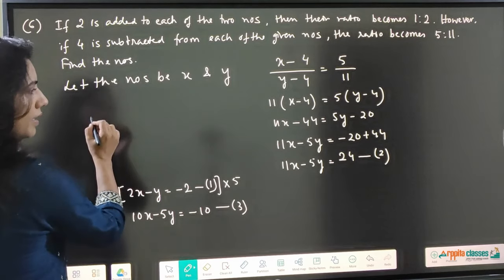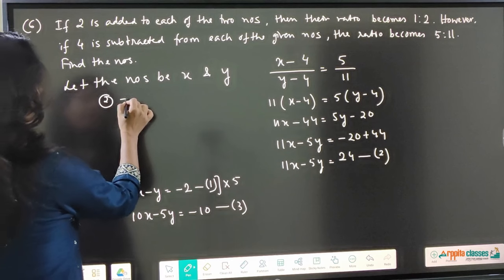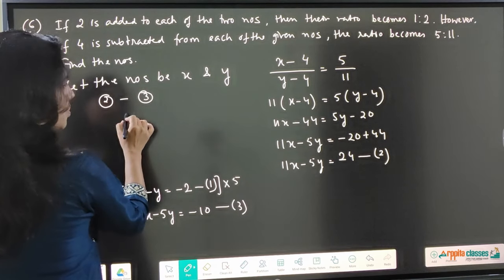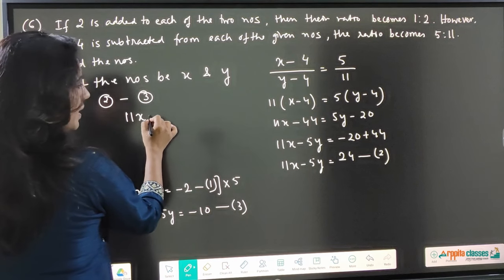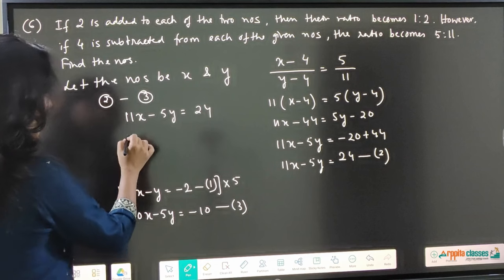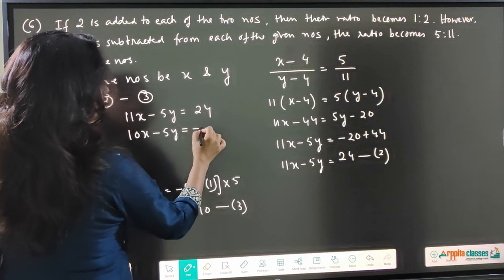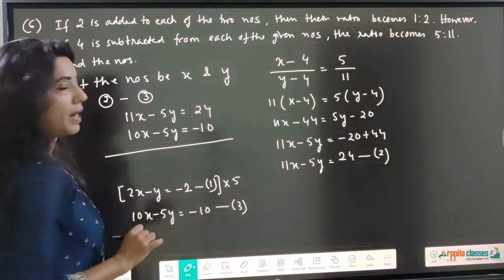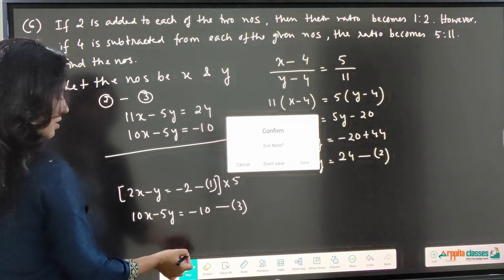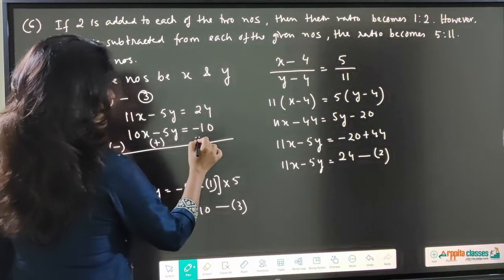So now I'll subtract equation 2 minus equation 3. First I'll write equation 2: 11x minus 5y is equal to 24. And equation 3 is 10x minus 5y is equal to minus 10. Since I'm subtracting, the signs will get changed. So this is minus, this is plus, and this is plus.